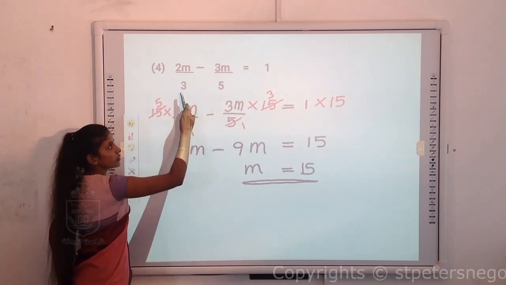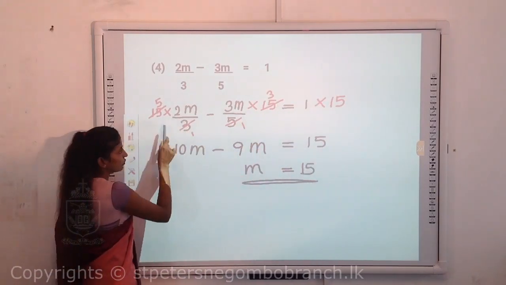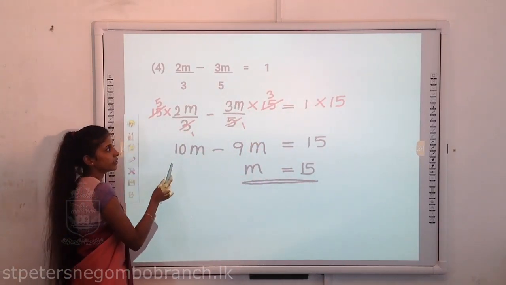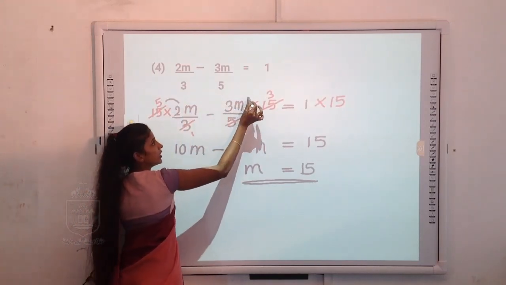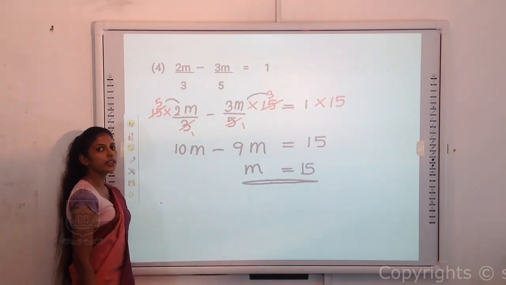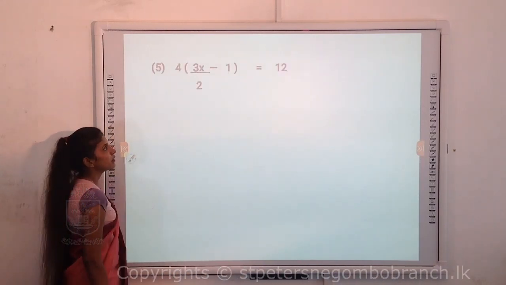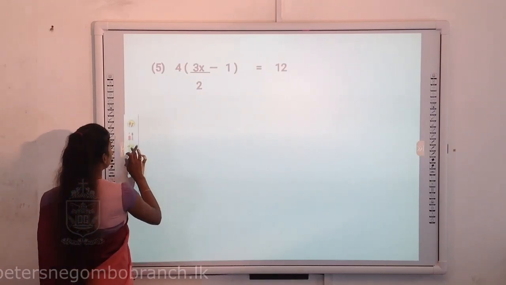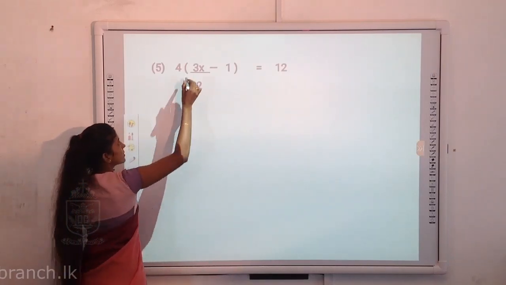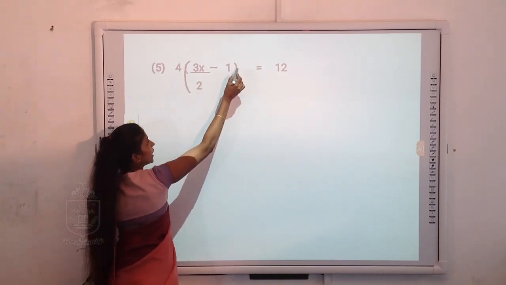Take the LCM of the two denominators, multiply by the LCM. Then you can cut the denominator, multiply the remaining, and then simplify, and you can take an answer. Write another example here. You all can see an expression that is 3x over 2 minus 1.